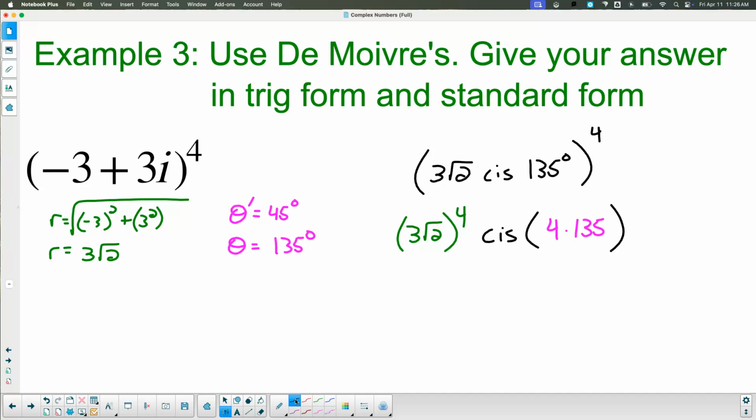3 square roots of 2 to the 4th power is 3 square roots of 2 times 3 square roots of 2 times 3 square roots of 2 times 3 square roots of 2, right? So that's 3 times 3 times 3 times 3, which is 3 to the 4th power. 3 times 3 is 9. 3 times 3 is 9. 9 times 9 is 81. Okay? Square root of 2 to the 4th power. That's square root of 2 times the square root of 2. That's 2. And then I got another 2, right? So 2 times 2 is 4. So I've got 81 from taking 3 to the 4th power, and I've got 4 from taking the square root of 2 to the 4th power. So what's 81 times 4?